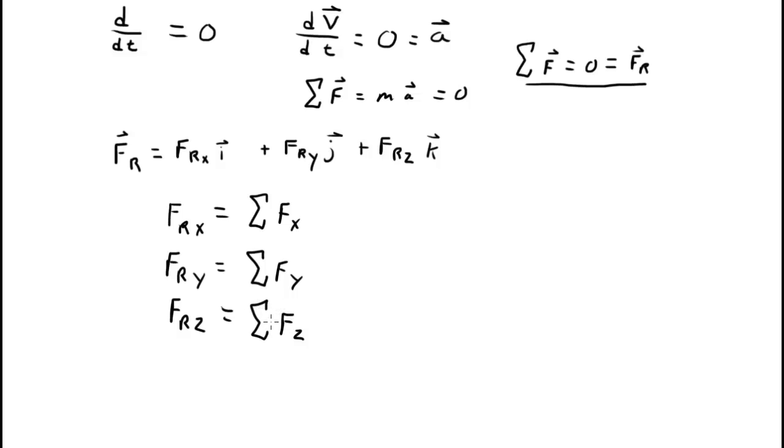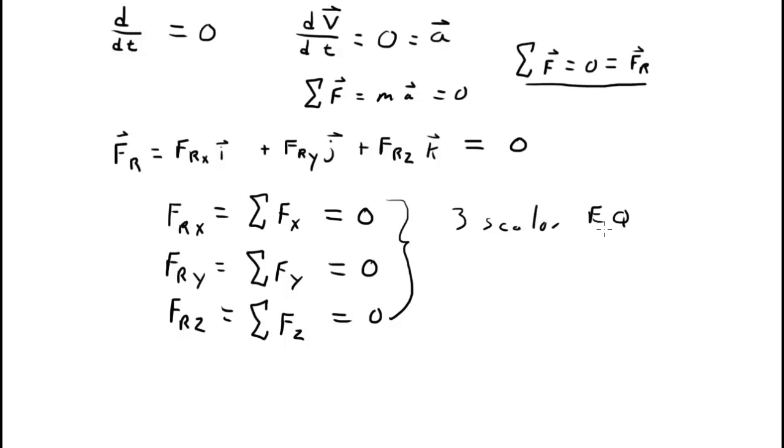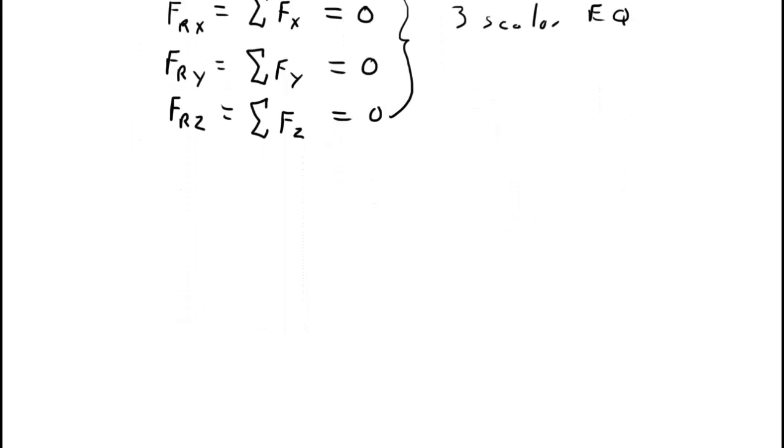What we should now recognize is that if FR equals 0, each of these 3 terms has to be equal to 0. And so equilibrium really means that we have 3 scalar equations that have to be satisfied. The sum of forces in the x direction equals 0, the sum of forces in the y direction equals 0, and the sum of forces in the z direction equals 0. So this is actually a rather simple concept. In essence, what we're going to do is try and get 3 equations with 3 unknowns and solve them. There's a procedure that we should use to do that.